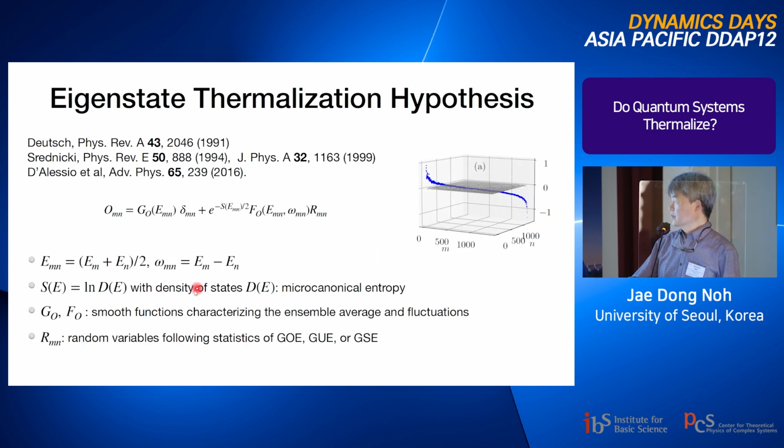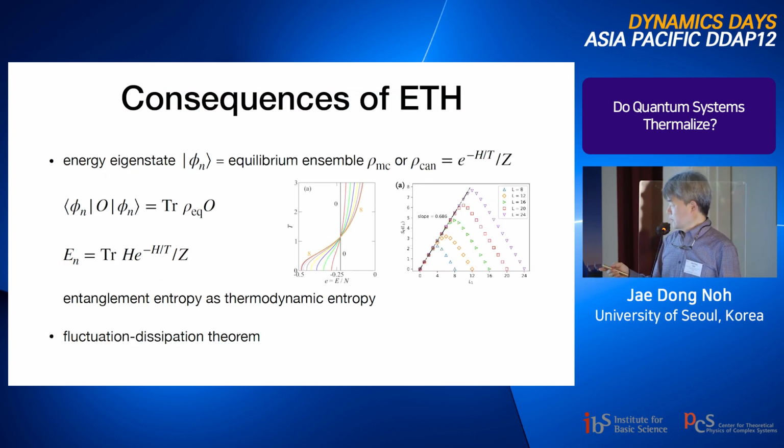Actually, this is the hypothesis for the Hamiltonian, not the operator. So the thermal system should have an energy eigenstate in such a way that the matrix element has this kind of structure. If you use this ansatz, this hypothesis guarantees the quantum thermalization starting from any initial state, even if you start from the energy eigenstate.